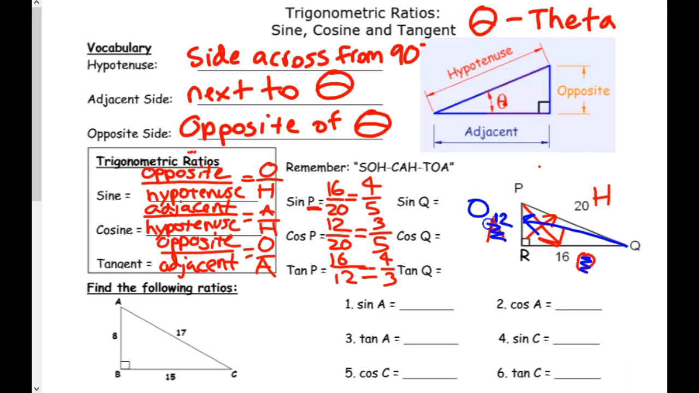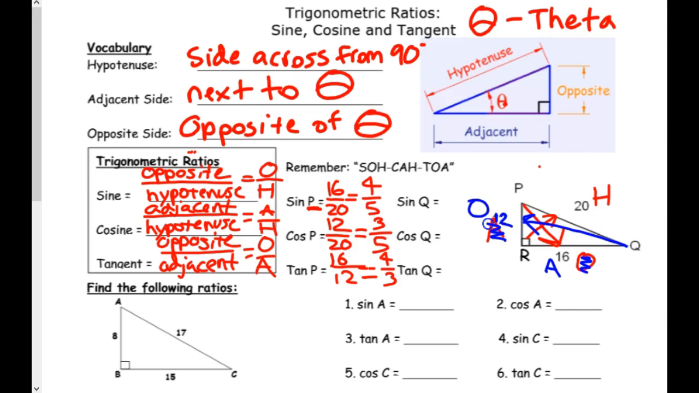H never changes. I'll say it again. H never changes because the 90 degree is never going to move, right? So my O is here now, and now my A is down here at 16. So, HOA. So what is the sine of Q?